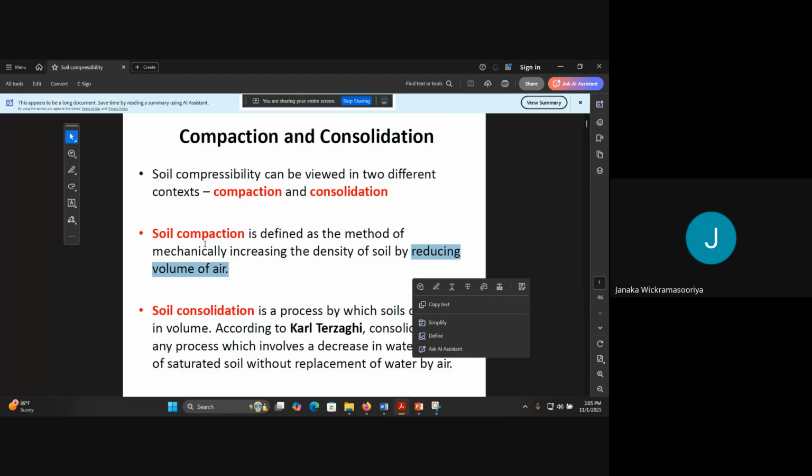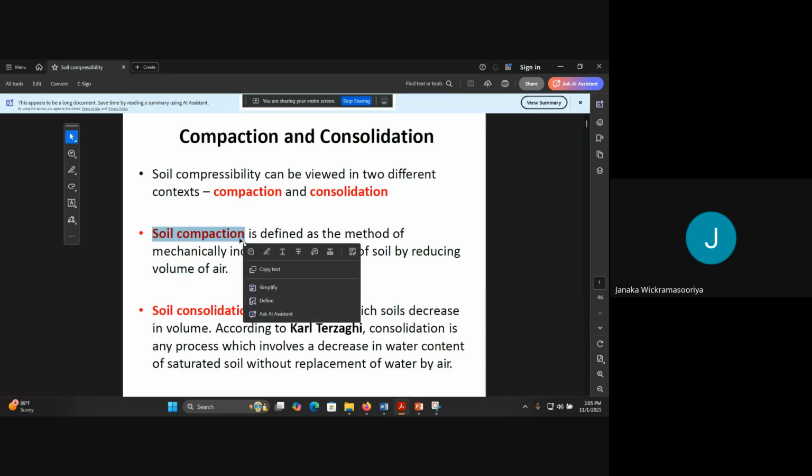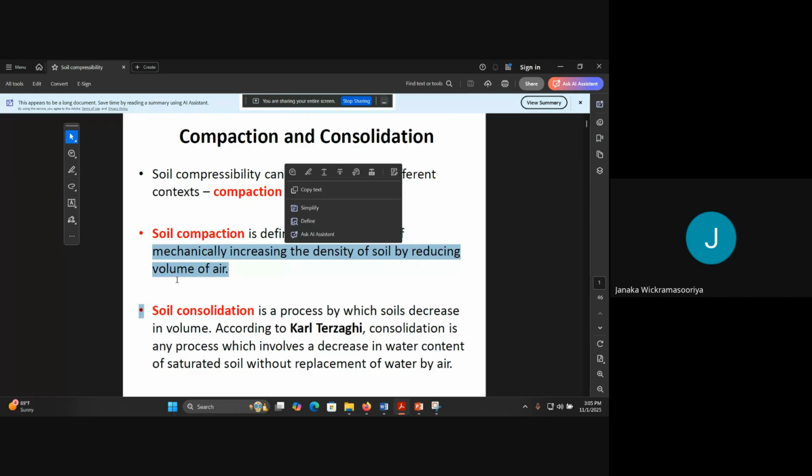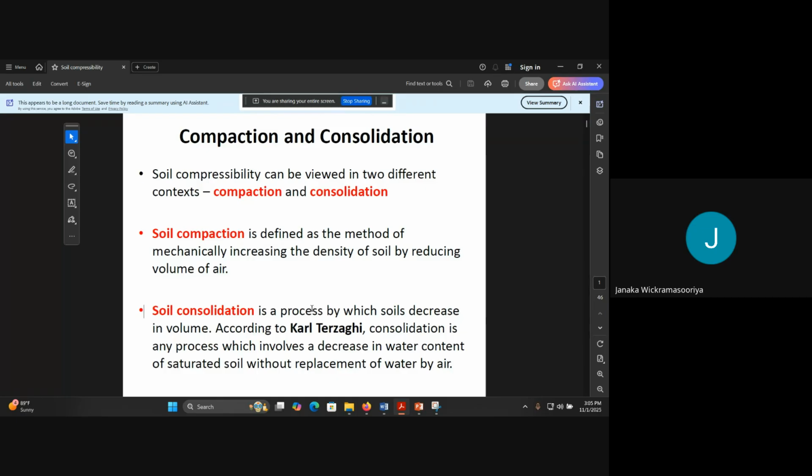Right? Therefore, soil compaction is basically reducing the soil volume by removing air. And consolidation is the reduction of the soil volume by removing water or decreasing water content. Right? Karl Terzaghi is the person who has done so much research on consolidation. Therefore, he is the father of consolidation theories.